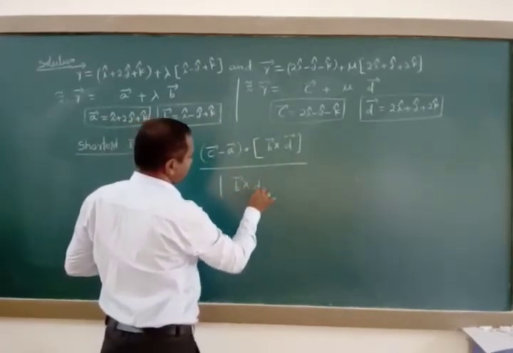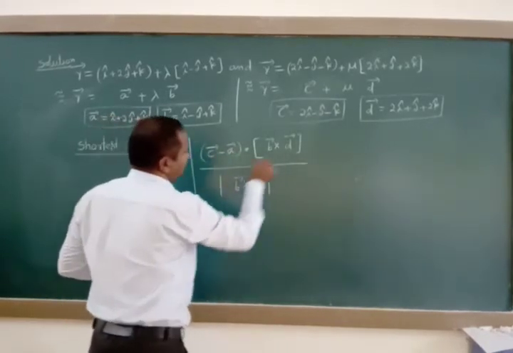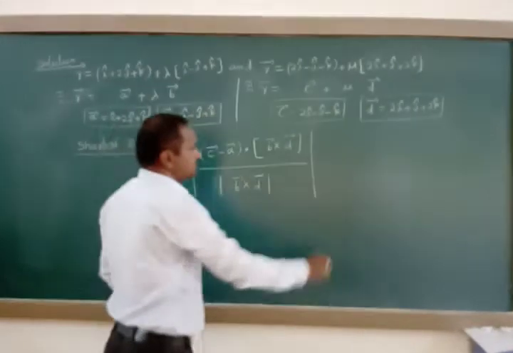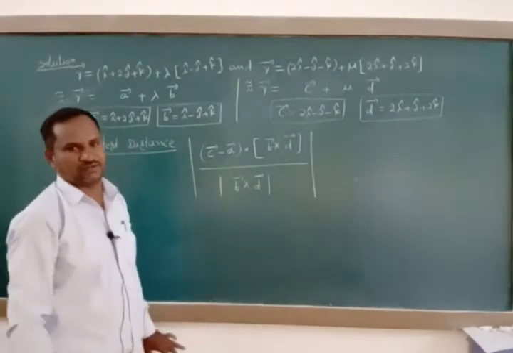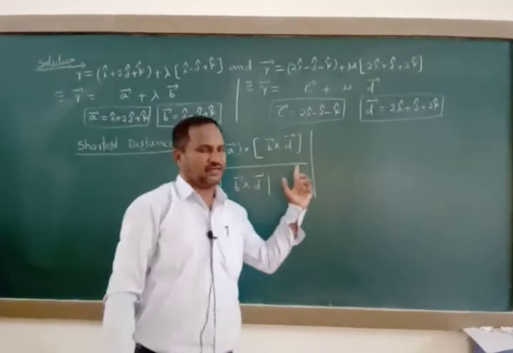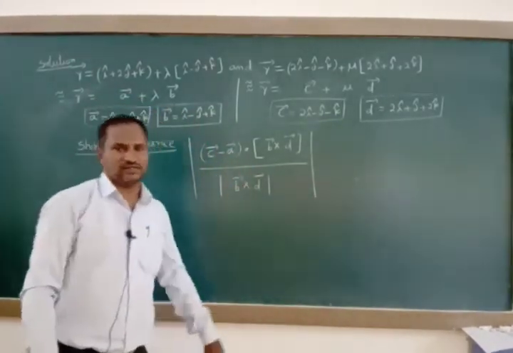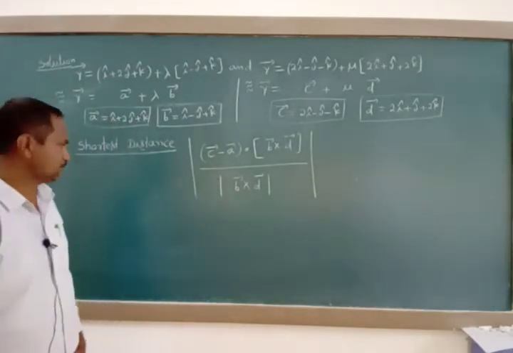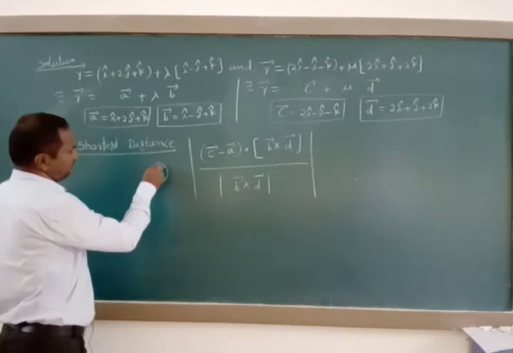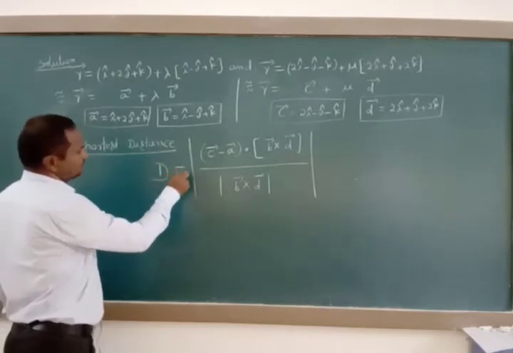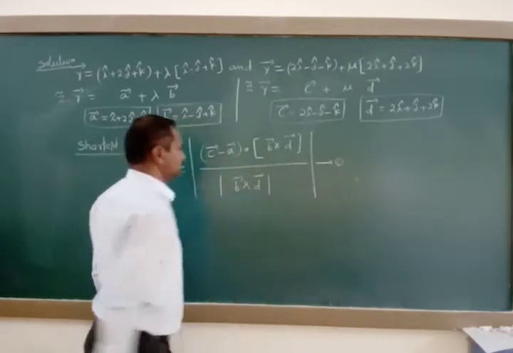We keep it under modulus because distance is always measured as positive. Whenever we get a negative value, we must consider that value as positive. Capital T is the shortest distance. At the same time, we mention this as equation number 1.